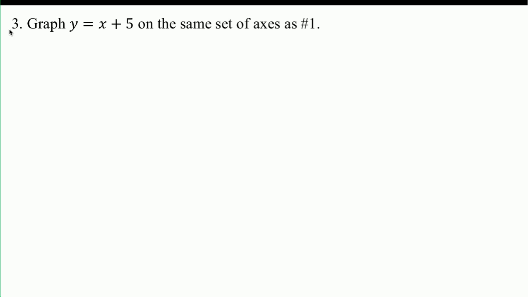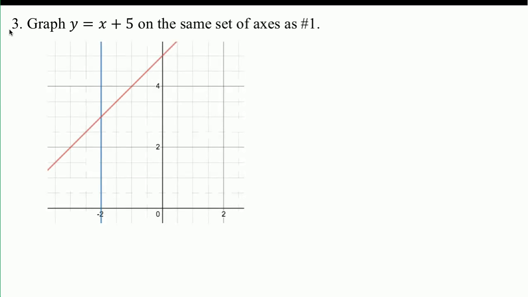Number 3 says to graph y equals x plus 5 on the same set of axes as number 1. To do so, we first need to recognize the slope and the y-intercept of this line. Since this equation is in slope-intercept form, we can see that the coefficient of x is 1, which means the slope is 1. We also see that the constant being added to the equation is 5, which means the y-intercept is positive 5. So graphing this equation, you should get something that looks like this.